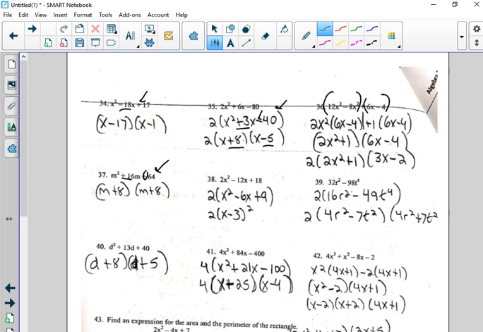38, take the GCF of 2 out first. Much easier to factor 9 than 18. Two numbers that multiply to give you 9 and add up to negative 12. Sorry, my bad. Negative 6.